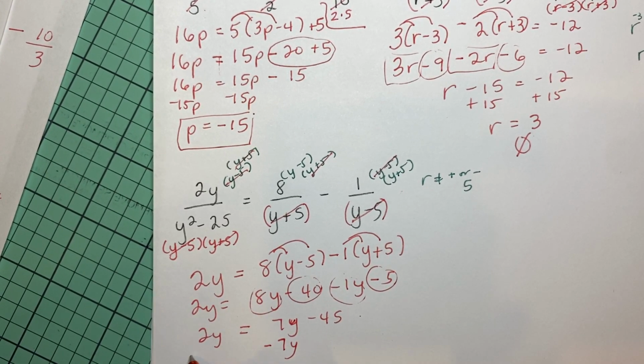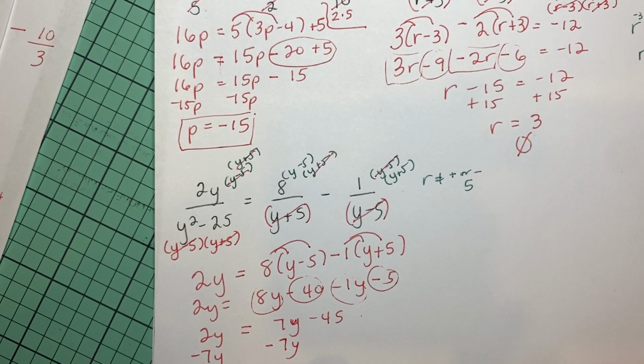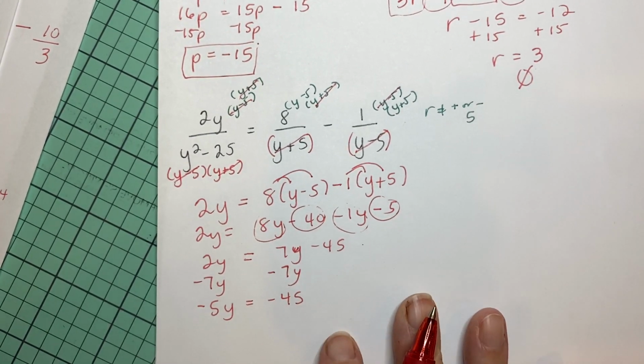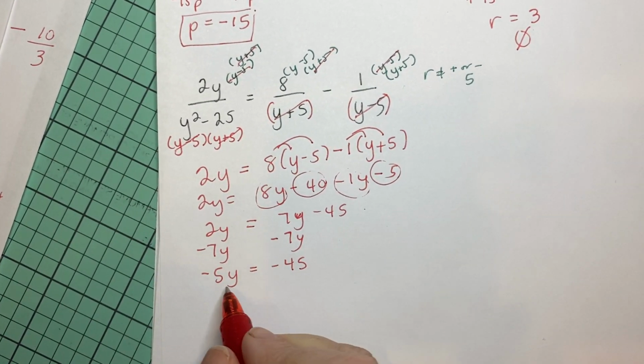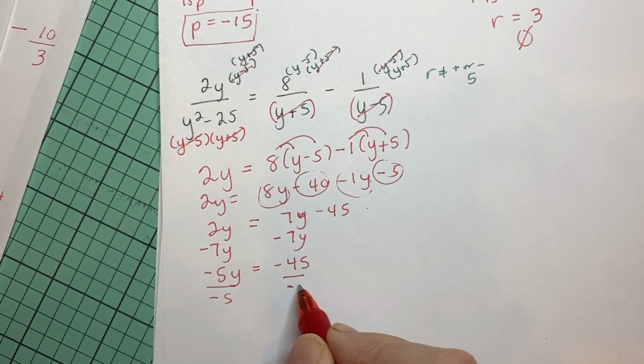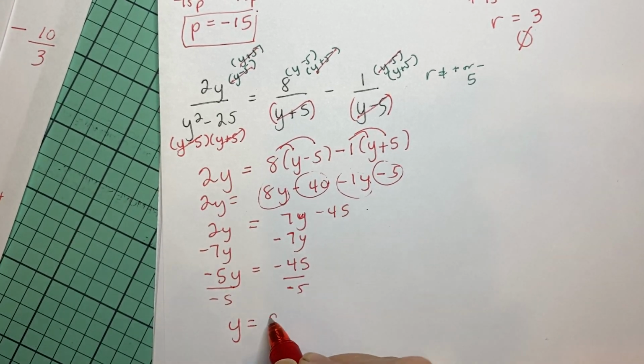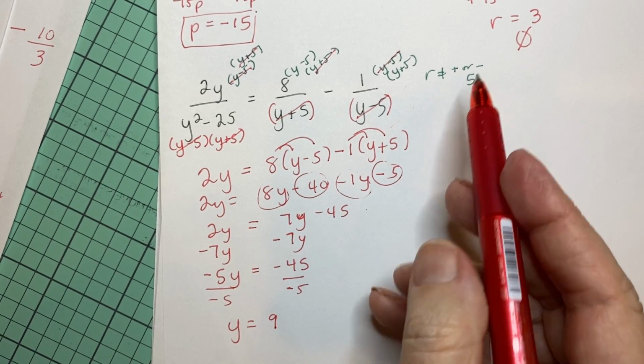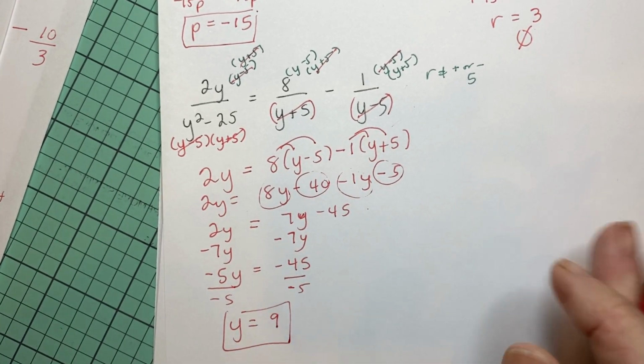Letter to the left. So I get a negative 5y equals a negative 45. Oops, I'm sorry, I'm off camera. Divide by negative 5, y equals 9. So because my answer wasn't 5 or negative 5, then 9 could be our answer.